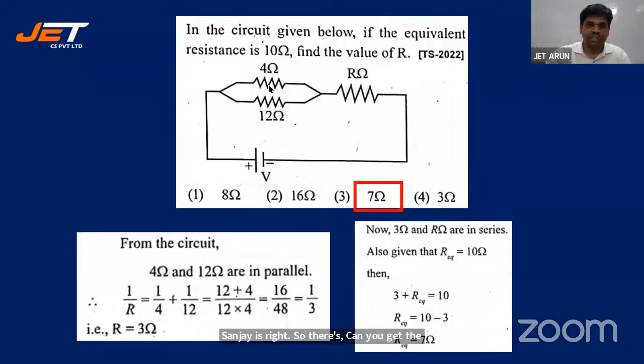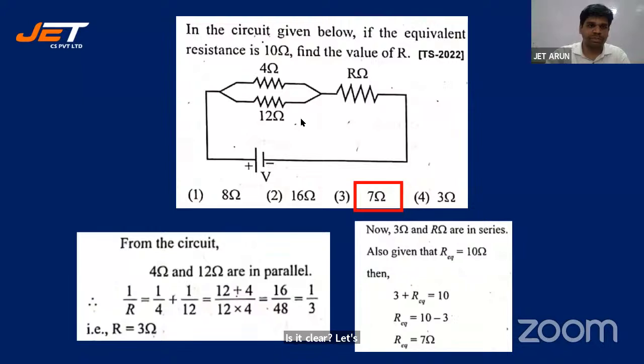Look at this. First, 4 and 12 are in parallel. That combination is in series with R. So what is parallel of 4 and 12? 12 times 4 by 12 plus 4, 48 by 16, which is 3 ohms. Sorry, combination of 4 and 12 is 3 ohms. Now this 3 ohms is in series with capital R. So 3 plus R is equal to 10. So R is equal to 7. Is it clear?